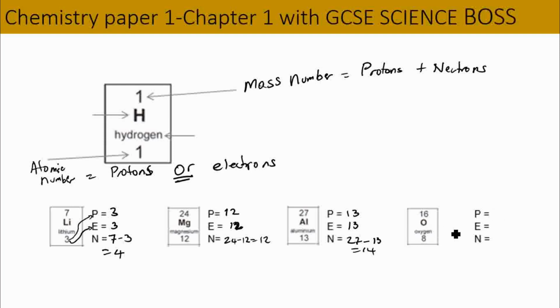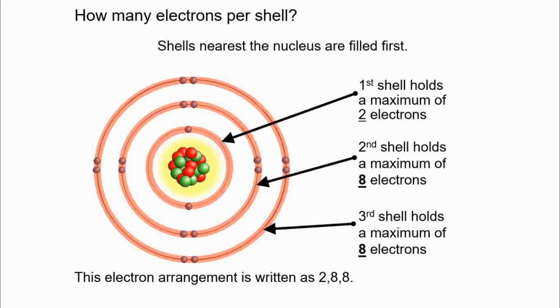Okay, and let's look at this oxygen, which is 8. Electrons also going to be 8. Okay, so just to be clear, to work out the neutrons is going to be 16 take away 8, which is also going to be equal to 8. Okay, so from this slide, make sure that you know how to calculate protons, electrons, and neutrons. Too easy.